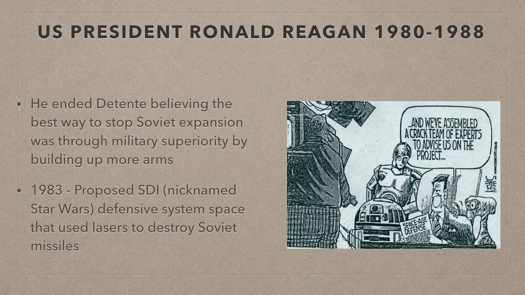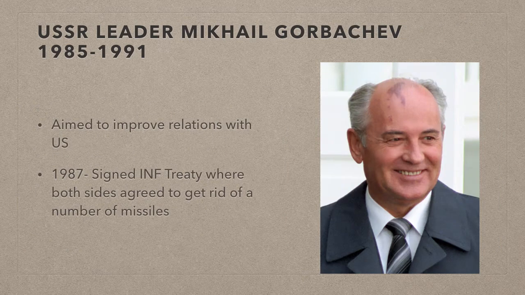missiles to the USA. In 1985, Mikhail Gorbachev became leader of the USSR, and he aimed to improve relations with the United States. In 1987, both sides negotiated the INF Treaty, or the Intermediate Range Nuclear Forces Treaty, where they agreed to get rid of a number of nuclear weapons.